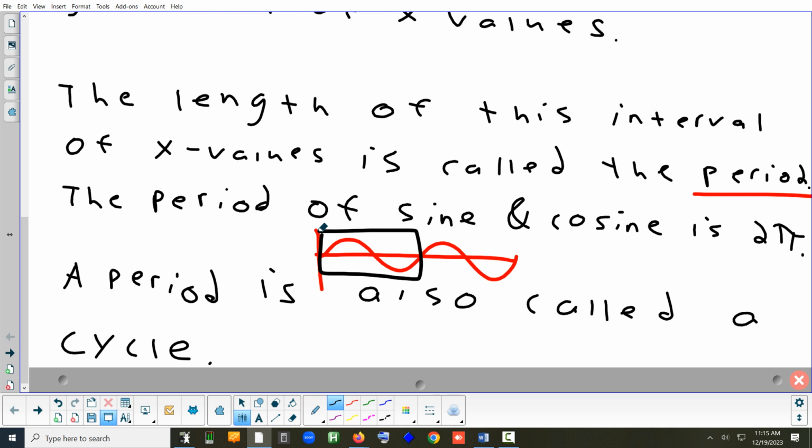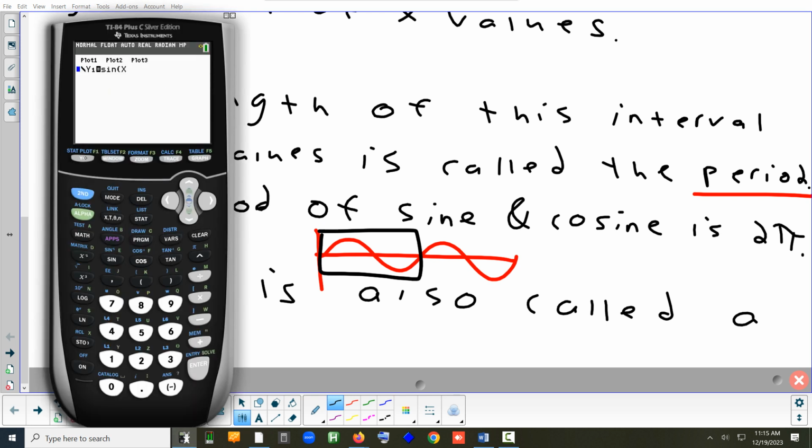Is this related to the viewing rectangle for the graph calculation? Yeah. So if I have you specifically draw it on the calculator, and I say, show me a graph of sine that's exactly 2 cycles, that would be a good viewing rectangle. Not the only viewing rectangle, but it's one.